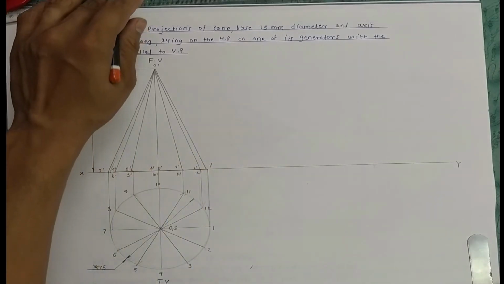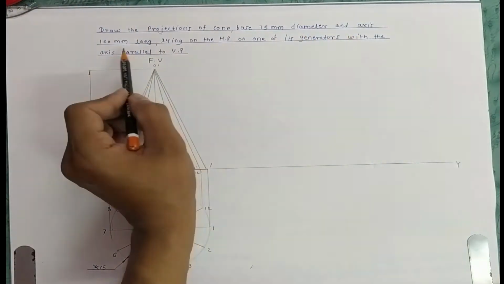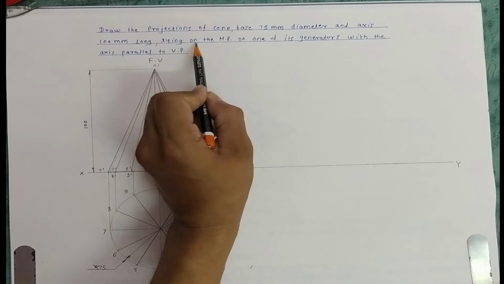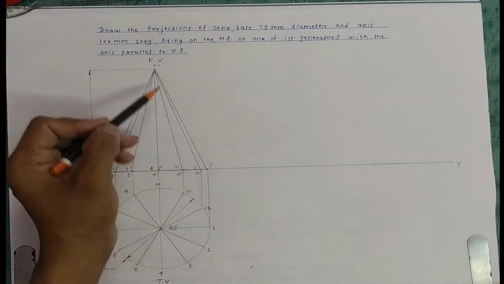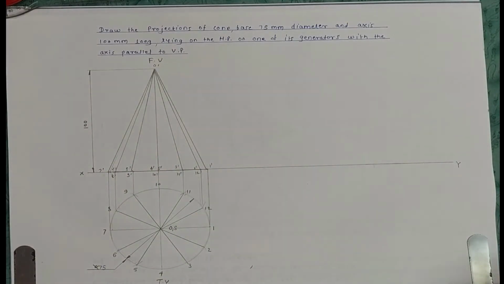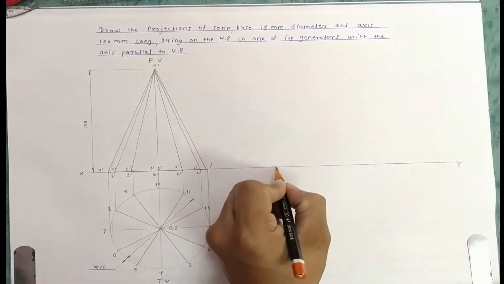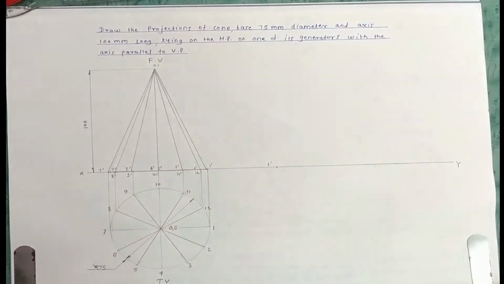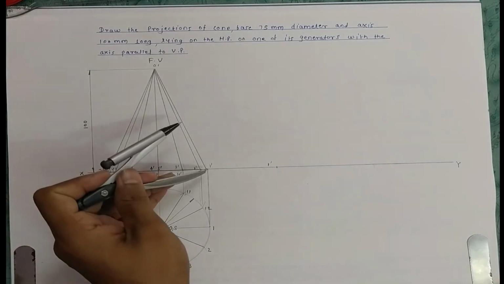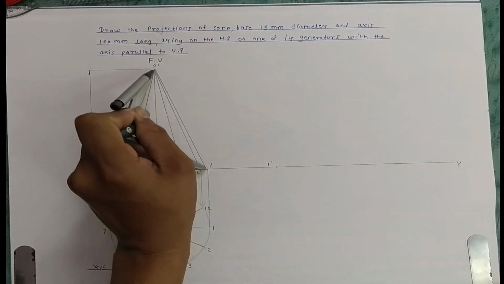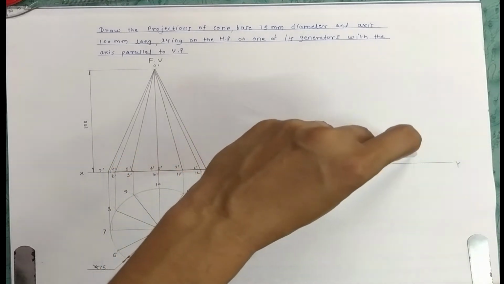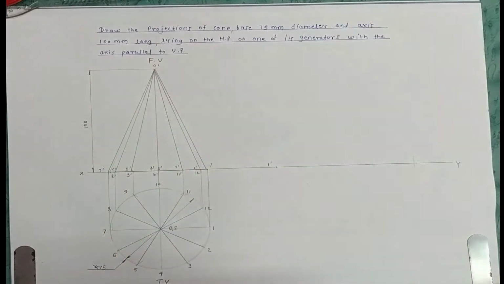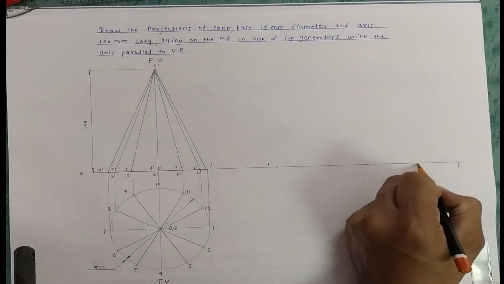Now in the final condition, the cone with axis 100 mm long is lying on the HP on one of its generators. It means that this generator O dash 1 dash is lying on HP. So in the next step, take one point which represents 1 dash. In the compass, take a distance of size O dash 1 dash, with 1 dash as a center, and draw an arc on the XY line. So here you will get point O dash.